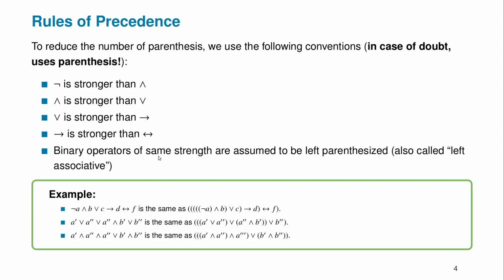Important: since we have binary operators, we assume them to be left parenthesized, so we assume them to be left associative, so to say. And where do we have an example for that? Here we have A prime or A double prime or A prime again and something. The and binds definitely stronger than the disjunction. But now we have two disjunctions next to each other, and since we agree on precedence on the left, we put parentheses around A prime or A double prime.